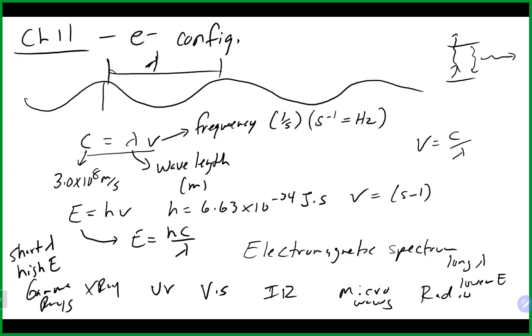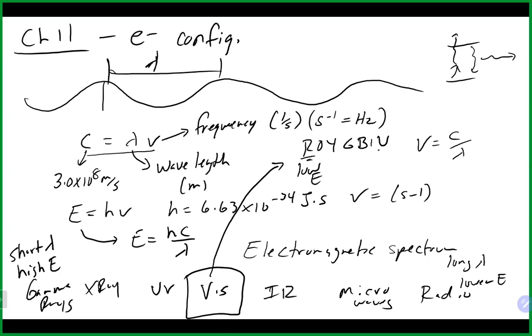So the visible part of the spectrum is really where we see color, right? That is where we see our ROY G. BIV: red, orange, yellow, green, blue, indigo, and violet. And even with the colors, there are energy differences. Red is actually lower in energy than, say, the violet color. That's higher in energy. That also means that violet is a shorter wavelength than red as well.